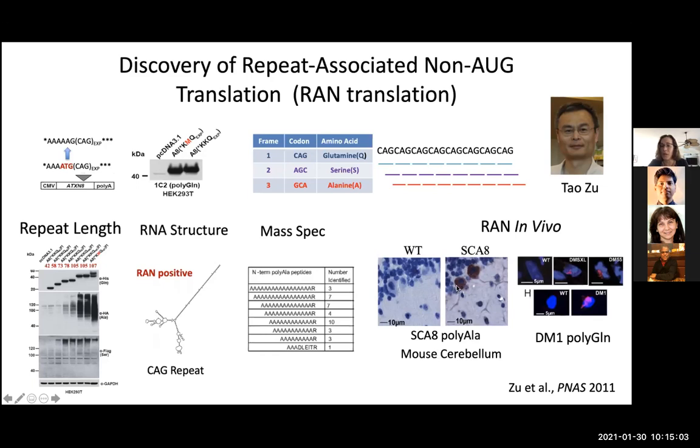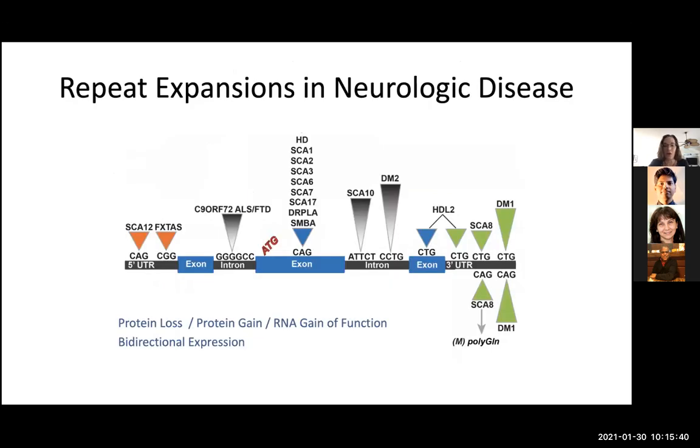So in both the mouse and the human autopsy tissue, we could find evidence for a polyalanine protein by immunohistochemistry, and also for a polyglutamine protein being expressed from myotonic dystrophy type 1, the mutation from myotonic dystrophy type 1, which is a CUG expansion in what was thought to be a non-protein coding region of the gene. And actually the polyglutamine would be made from the opposite strand CAG repeat, but also without an AUG initiation codon. So this process we called repeat associated non-AUG translation.